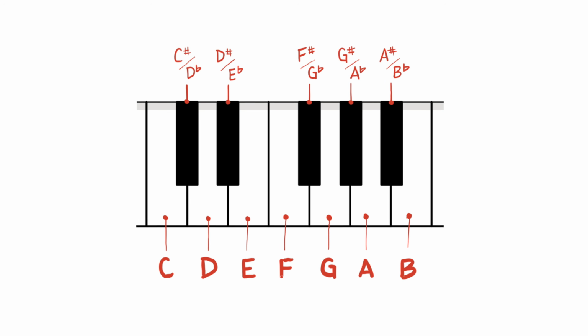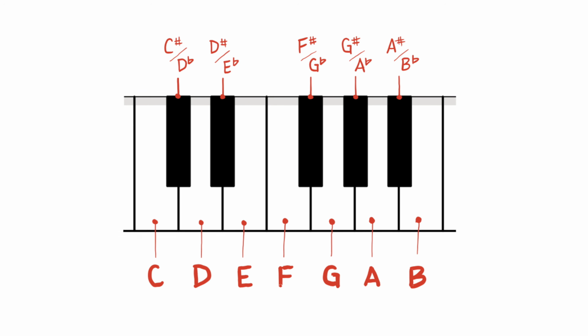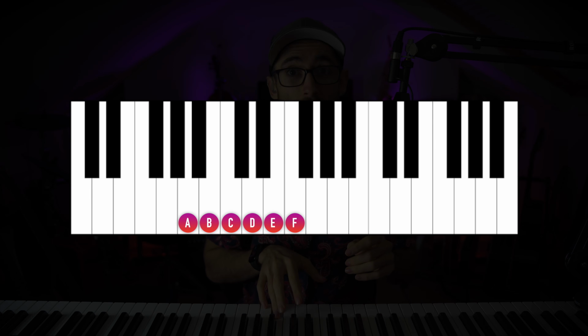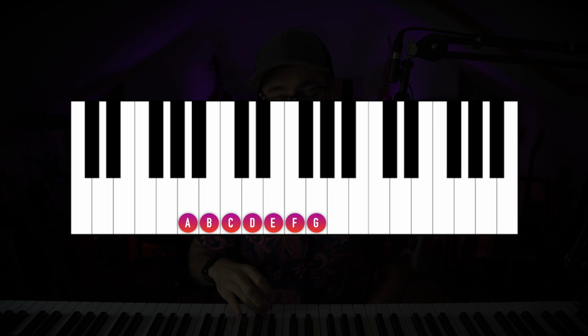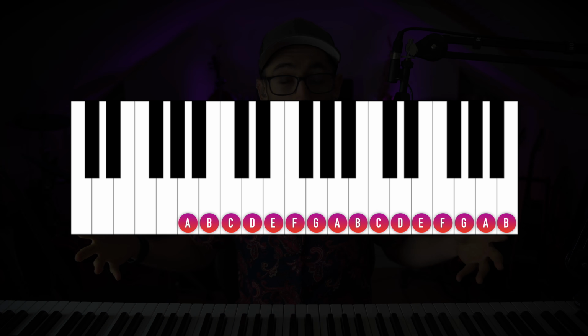In Western music, we actually only use 12 different notes, and on the piano, that is 7 white notes and 5 black notes. Each of the 7 white notes is named after a letter of the alphabet. So we have an A, a B, a C, a D, an E, an F, and a G. Once we get to G, the next note is another A, so we can keep repeating those same 7 notes over and over again all over the piano.